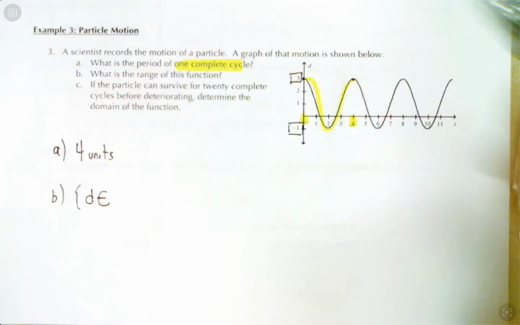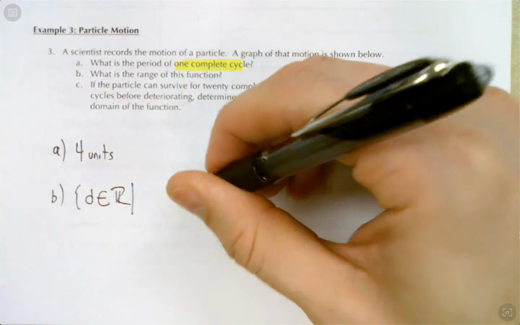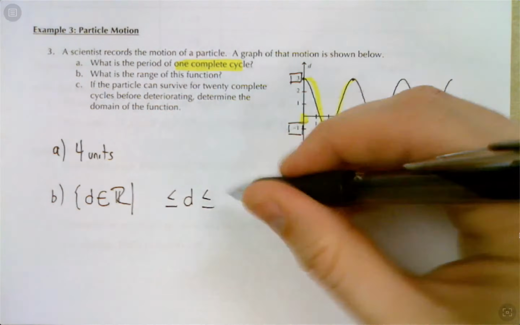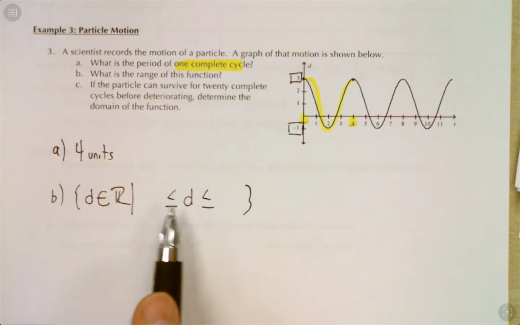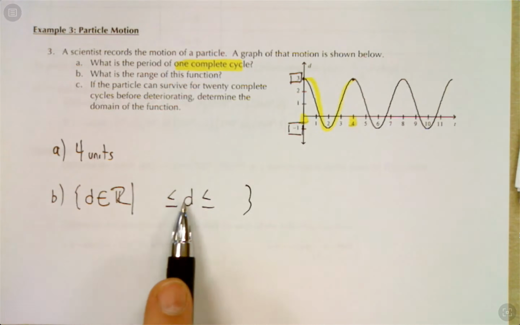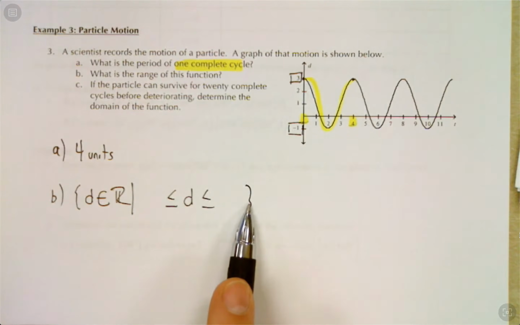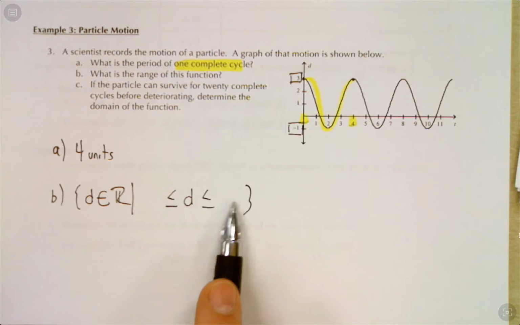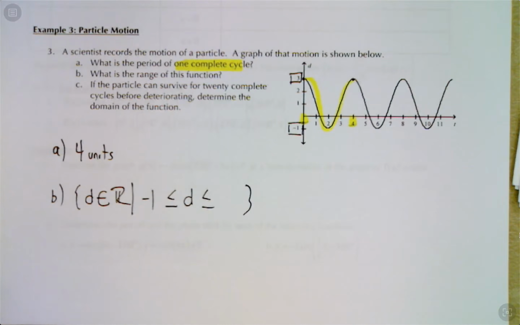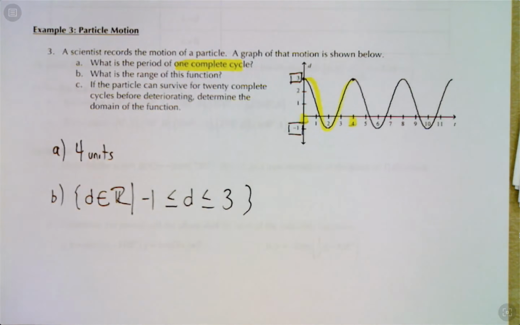D belongs to, since we're connected with a curve, it's real numbers, such that, well, this time we have a minimum and a maximum. So the easiest way to set up our range is to set it up like this. Because as it reads from D to the left, you'd say D is greater than or equal to a certain number, and D is less than or equal to a certain number. The smaller number goes first, the bigger number goes last. Smallest number is -1, so we've got to be bigger than -1 or equal to, and we've got to be less than or equal to 3. So there's our range.